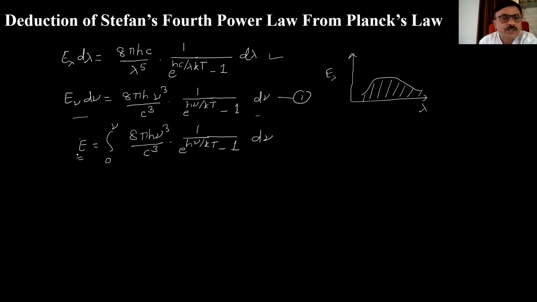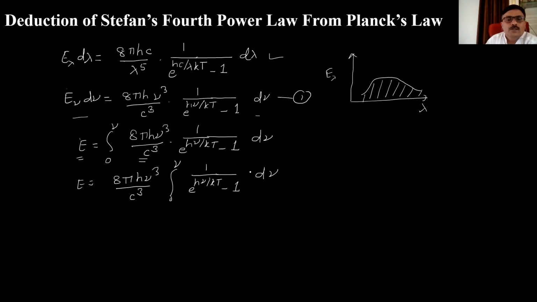We have taken here the frequency range. So this will be the total energy density. And now we have to solve this integration in order to get the total energy density. For that, we'll take the constant term outside the integral, and it will be 8 pi h nu cube divided by c cube, integration 0 to infinity of 1 upon e raised to h nu divided by kT minus 1 into this d nu. So we have to solve this integration in order to get the total radiation energy.